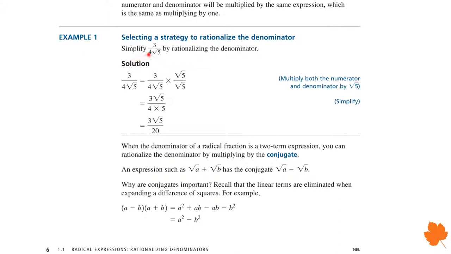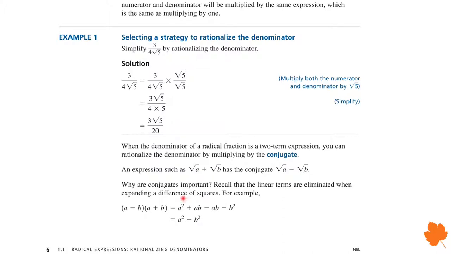Example 1. Simplify 3 over 4 square root of 5 by rationalizing the denominator. If we times the fraction by 1 in the form of root 5 over root 5, then the numerator would be 3 root 5 and the denominator would be 4 square root of 25, which is 20. Therefore, if we rationalize the denominator of 3 over 4 root 5, we have 3 root 5 over 20.